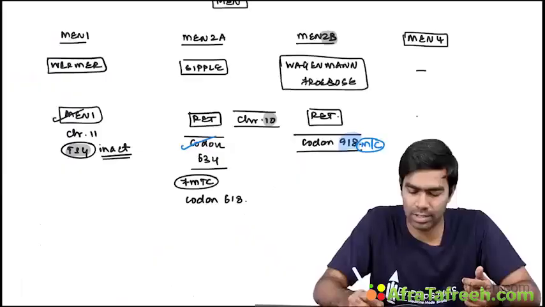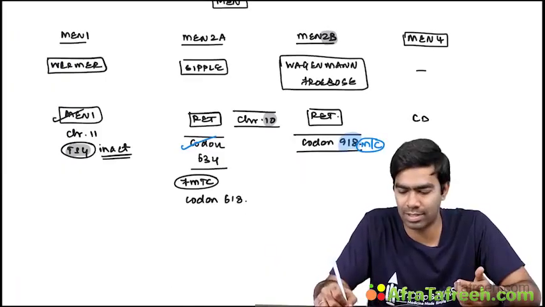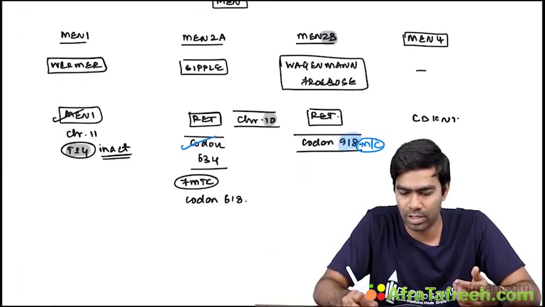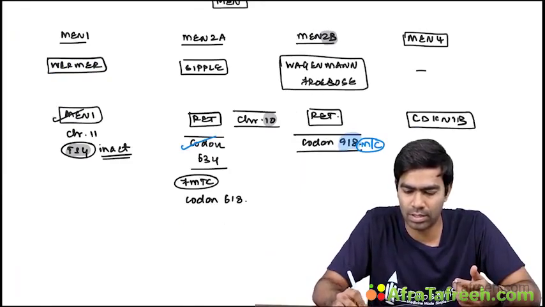So the most common in MEN2A it is 634 and in FMTC it is 618, whereas in case of MEN2B, that is codon number 918, which predisposes to one of the highest risks for developing medullary thyroid cancer. And MEN4, it is the cyclin-dependent kinase inhibitor gene, that is CDKN1B.